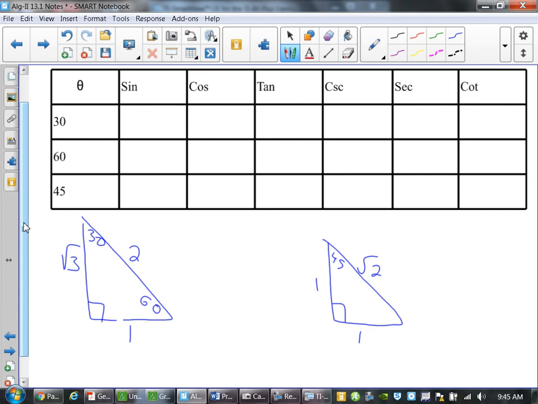So if I want to find the sine of an angle, sine of theta, if theta is 30 degrees, that means it's my opposite over hypotenuse. You guys remember that? So what's opposite your 30? What's your hypotenuse? So it's going to be opposite over hypotenuse. It's 1 over 2. So that means the sine of 30 degrees is 1/2. Okay.